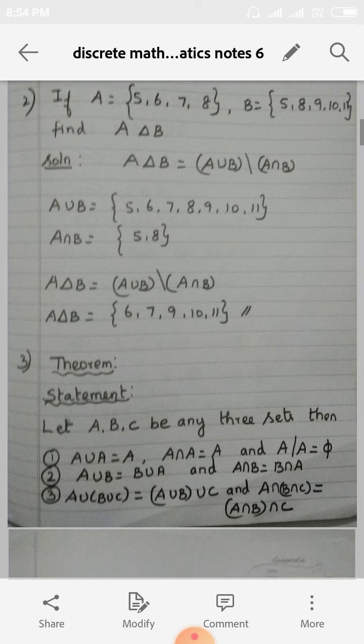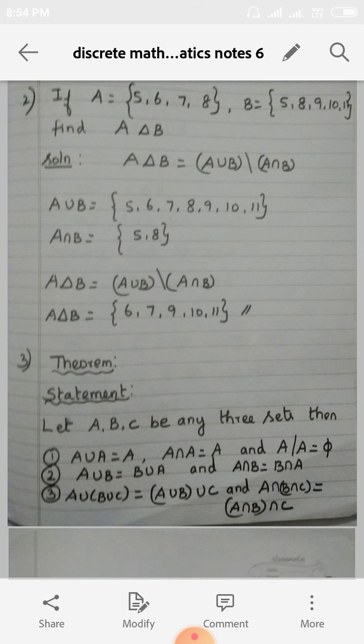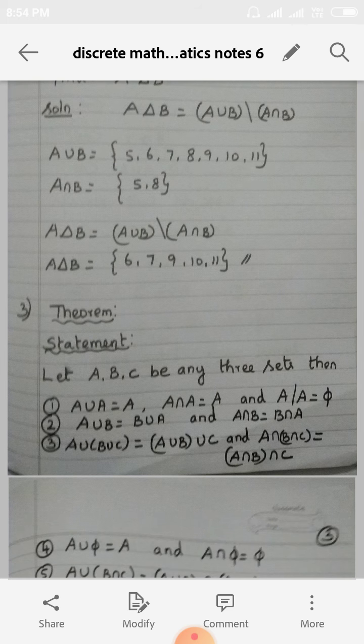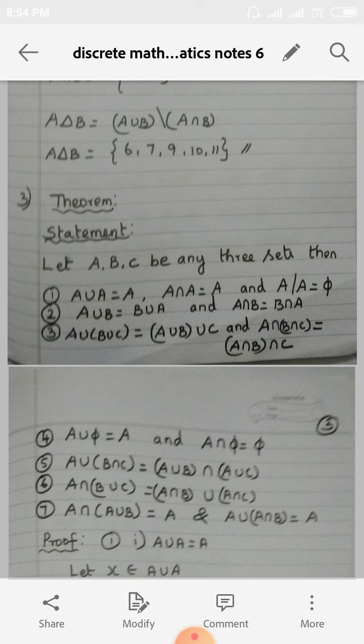Okay. See the next theorem. It's a very, very important theorem. The theorem contains many parts. Sometimes it will be asked for 2 marks, 5 marks or 10 marks. Okay. So listen carefully. Let A, B, C be 3 sets.